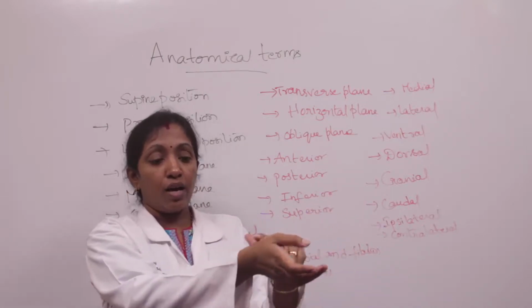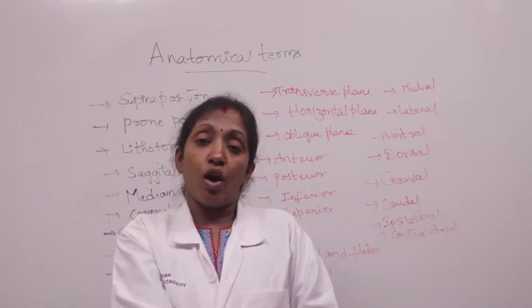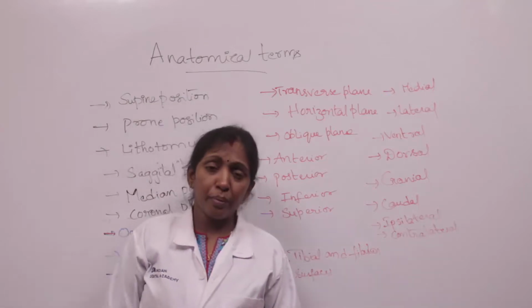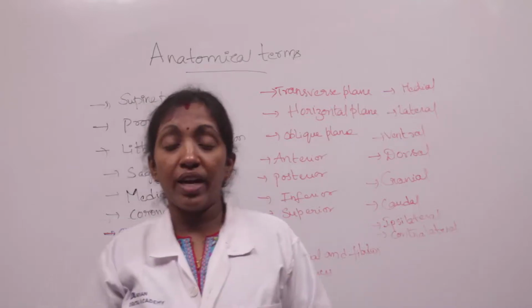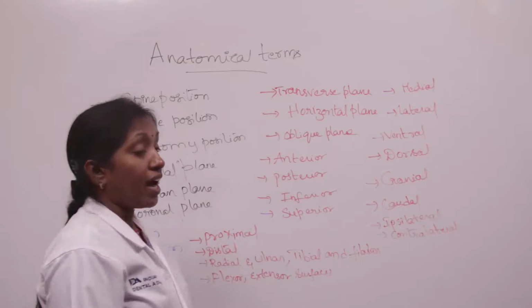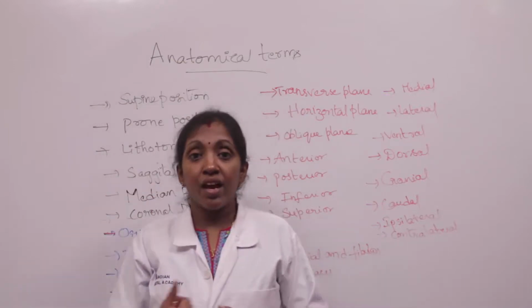Outer border of the forearm is the radial border, and inner border of the forearm is the ulnar border. The inner border of the leg we call the tibial border, and the lateral border of the leg we call the fibular border. And towards the head is the superior, and towards the feet is the inferior.